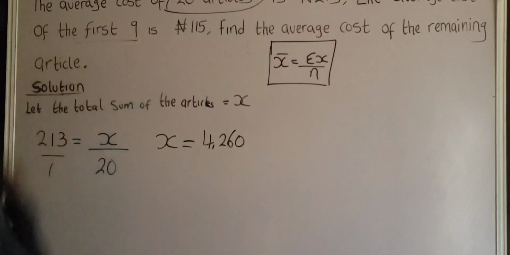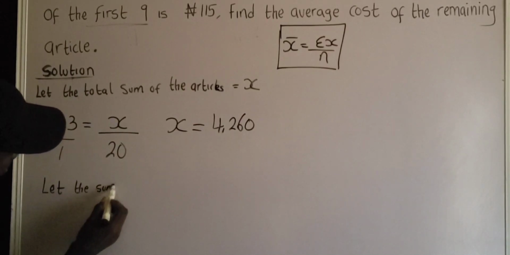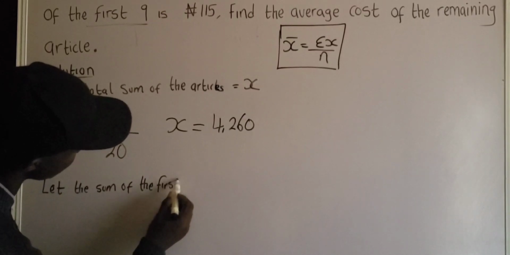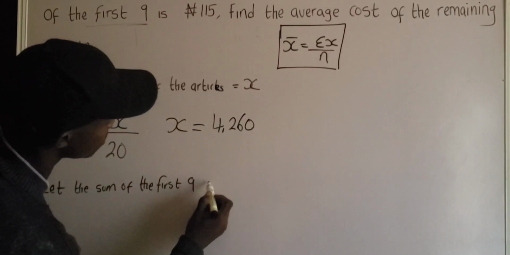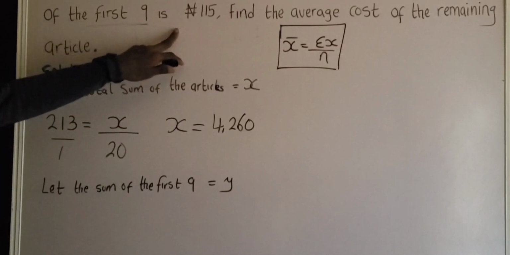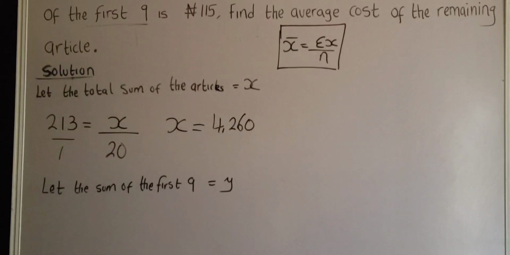Sum of the first 9. You understand? So let the sum of the first 9 of the articles be equal to y. You understand? They told us that the average of the first 9 is what? 115, and average is mean. So we are still going to employ the main formula. So I'm going to have x bar, which is the average for the 9 articles, that is 115.